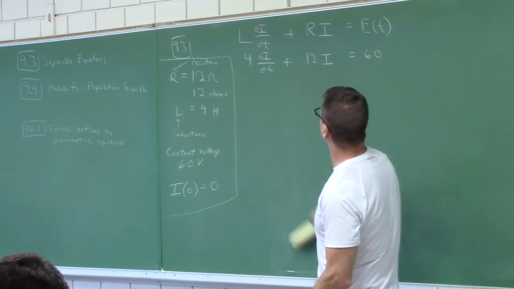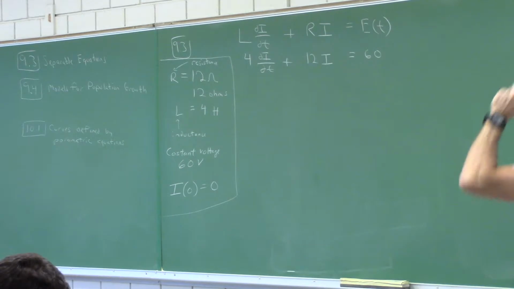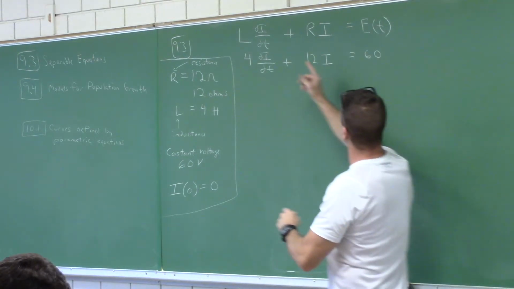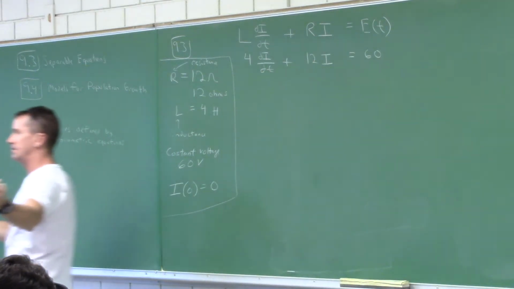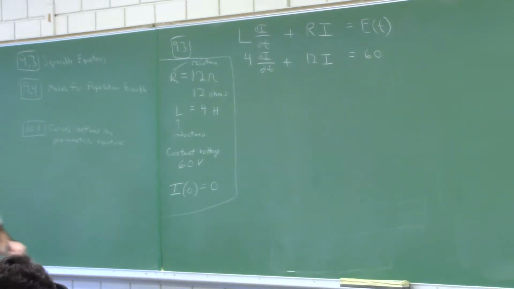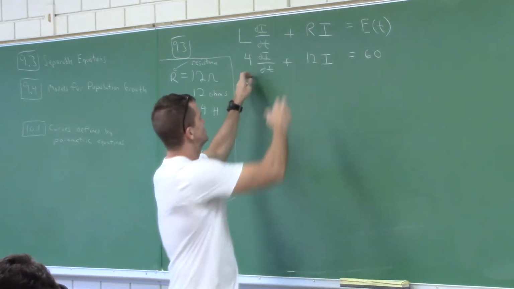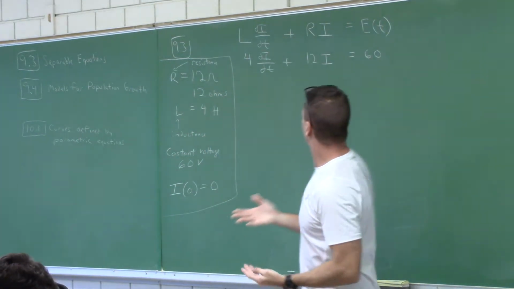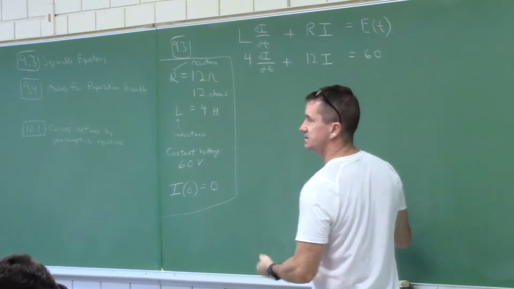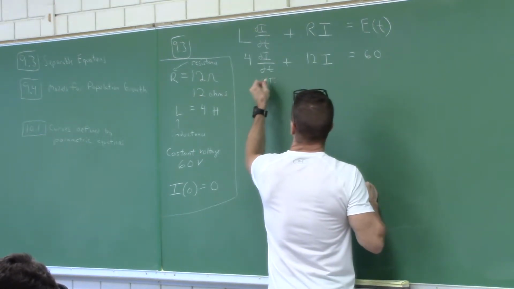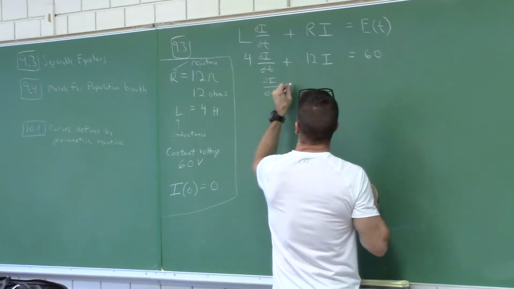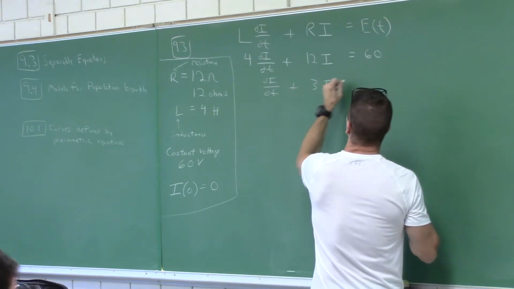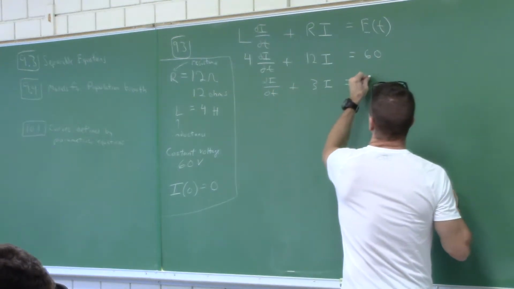All right, so let's get this thing rolling through separable equations. The first thing I see, 4, 12, and 60. Can we simplify the numbers on both sides? These numbers are kind of big, but they're all even. Want to divide out a 4 on both sides? All right, di dt plus 3i equals 15.